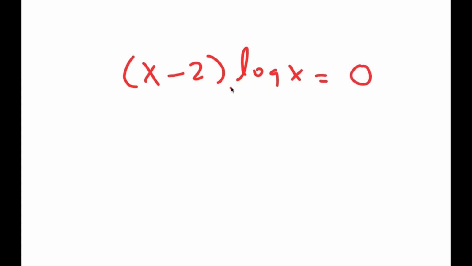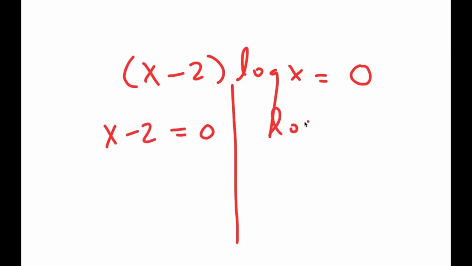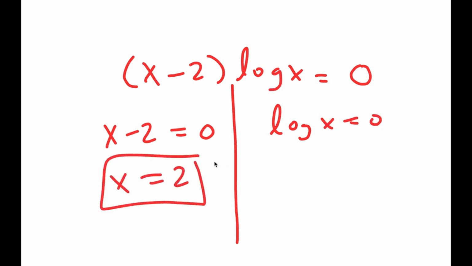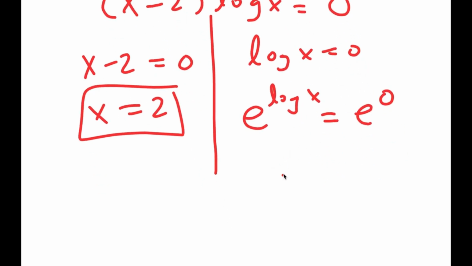So now I get two equations. I get x minus 2 is equal to 0 and log of x is equal to 0. So this means that x is equal to 2. And if I take e to the power of both sides, I get that x is also equal to 1.